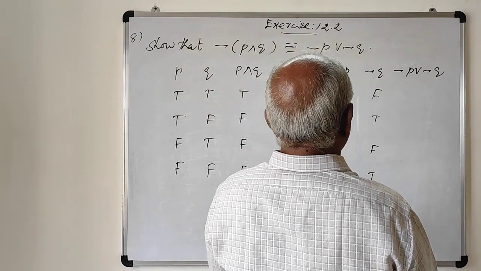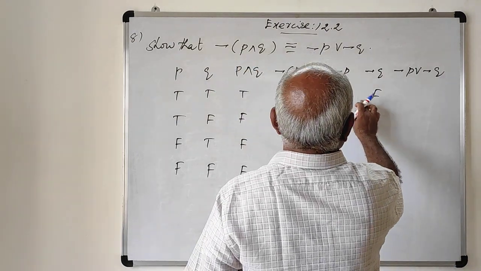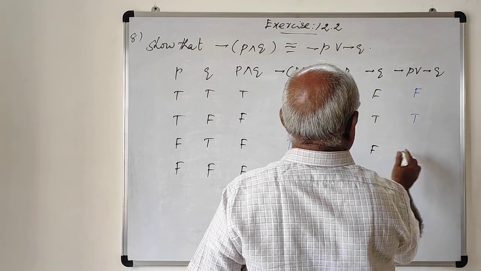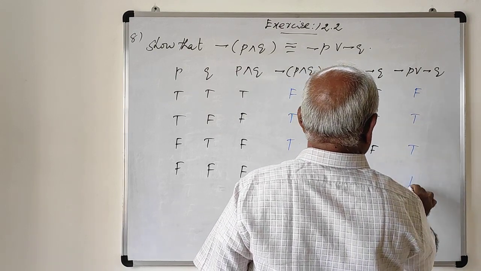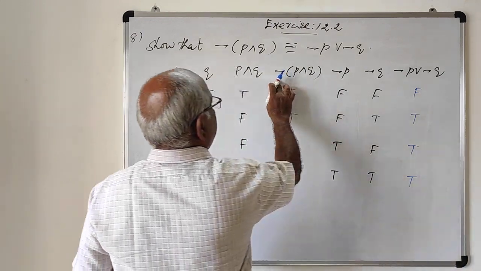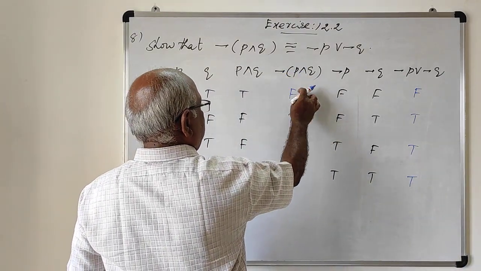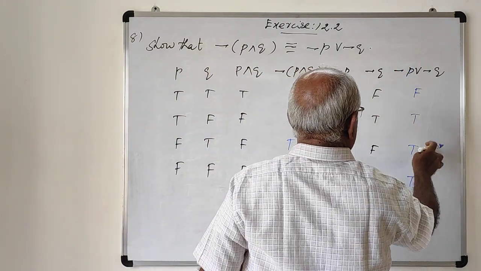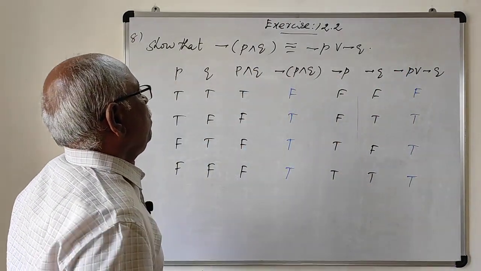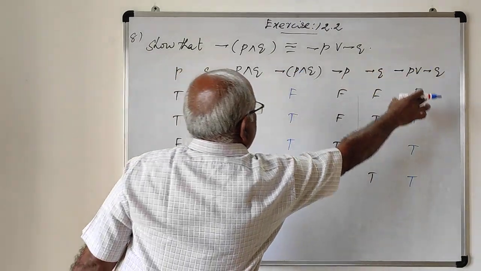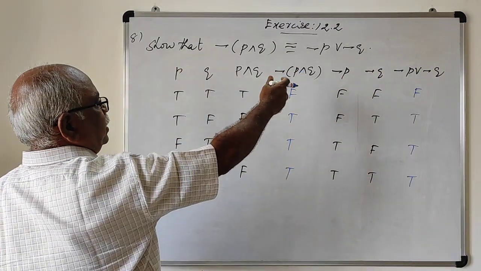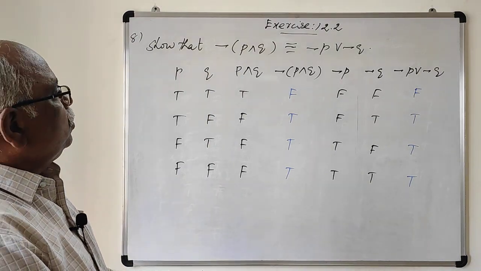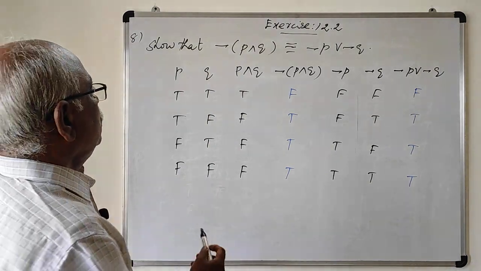Disjunction means if both are F, the truth value is F. If any one is T, the truth value is T. See, negation of P conjunction Q is F, T, T, T. Negation P, disjunction negation Q is F, T, T, T. Therefore, these two columns have the same truth values, so the given statement is true.